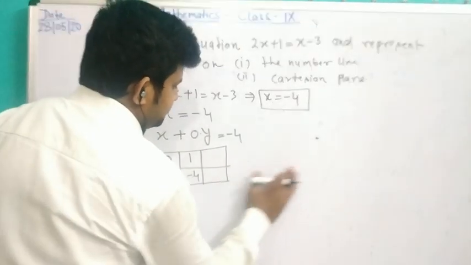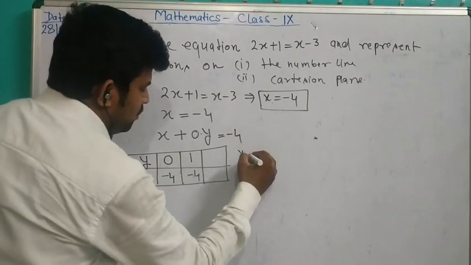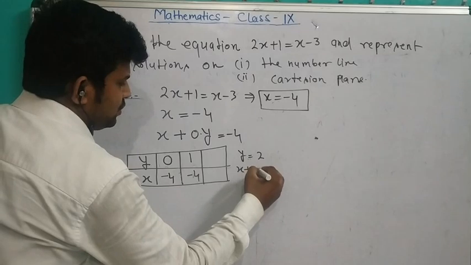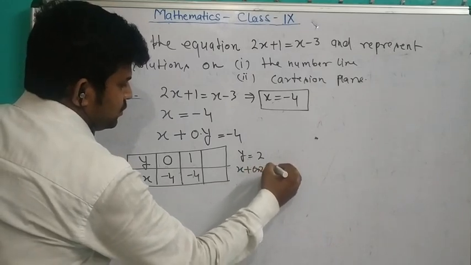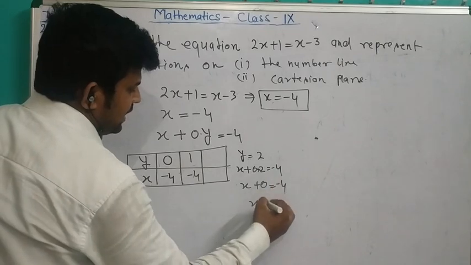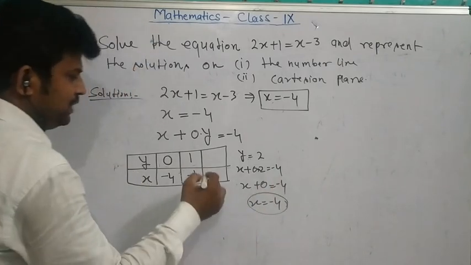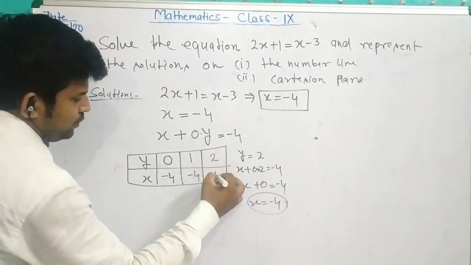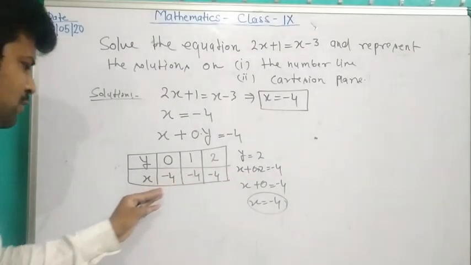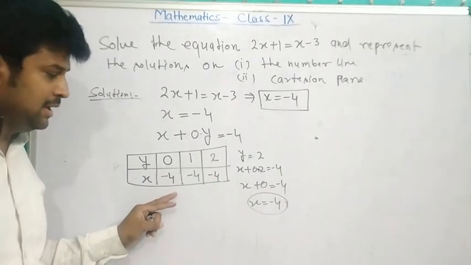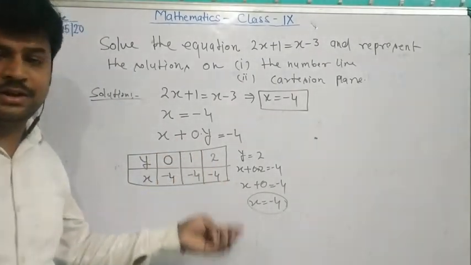Next, when we put y equal to 2, then x plus 0 into 2 is equal to minus 4. X plus 0 equal to minus 4 and x is equal to minus 4. Again we get x is equal to minus 4. It means the value of x is always the same and the value of y is different.